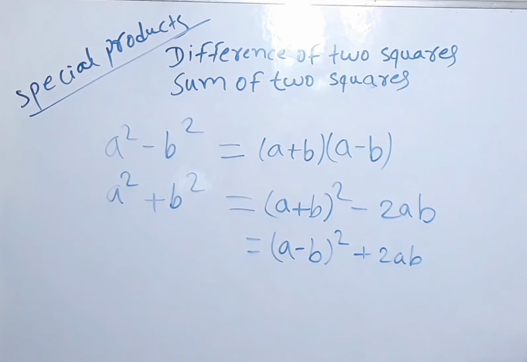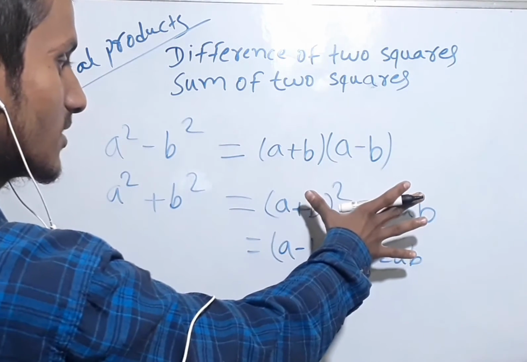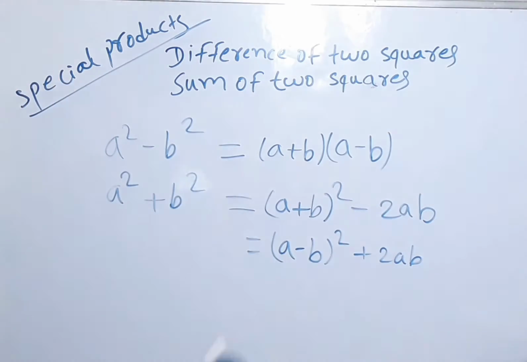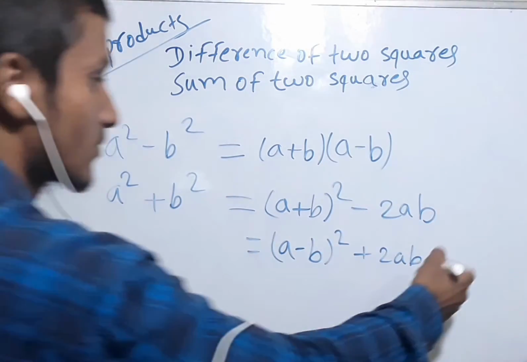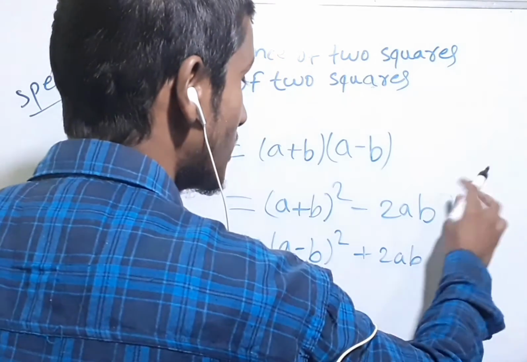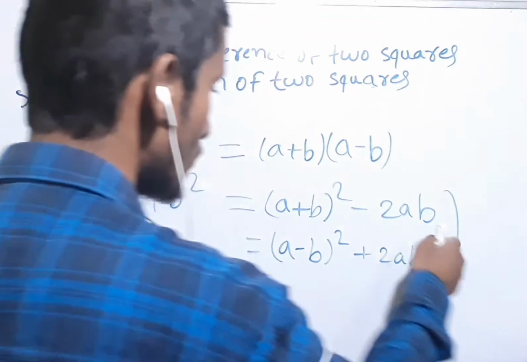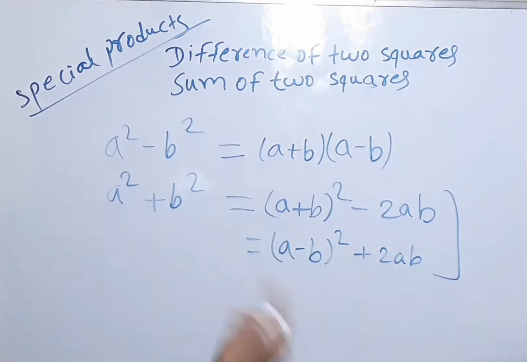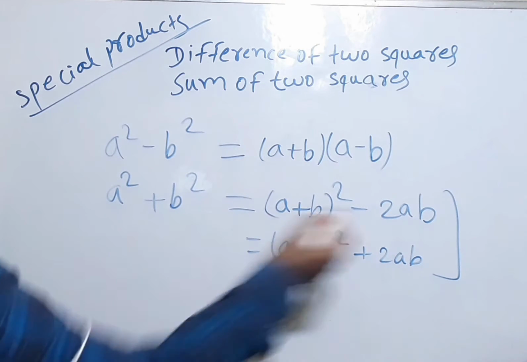So to prove this, I'm going to use this side. There are two ways to prove this. First, let's use the method of solving this to get this. Then we're going to talk about the second method. So let's simplify this side.